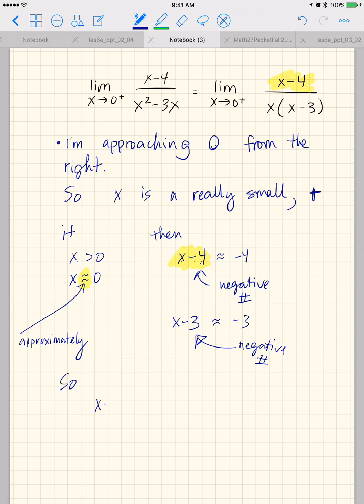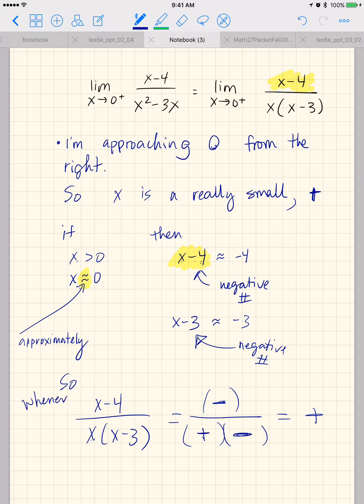So let's put it all together. So x minus 4 over x times x minus 3 is going to be, x minus 4 is going to be a negative number, x minus 3 is going to be a negative number, and x is going to be a positive number. Okay? So altogether, we're going to have a positive number. So this is whenever x is a small positive number.